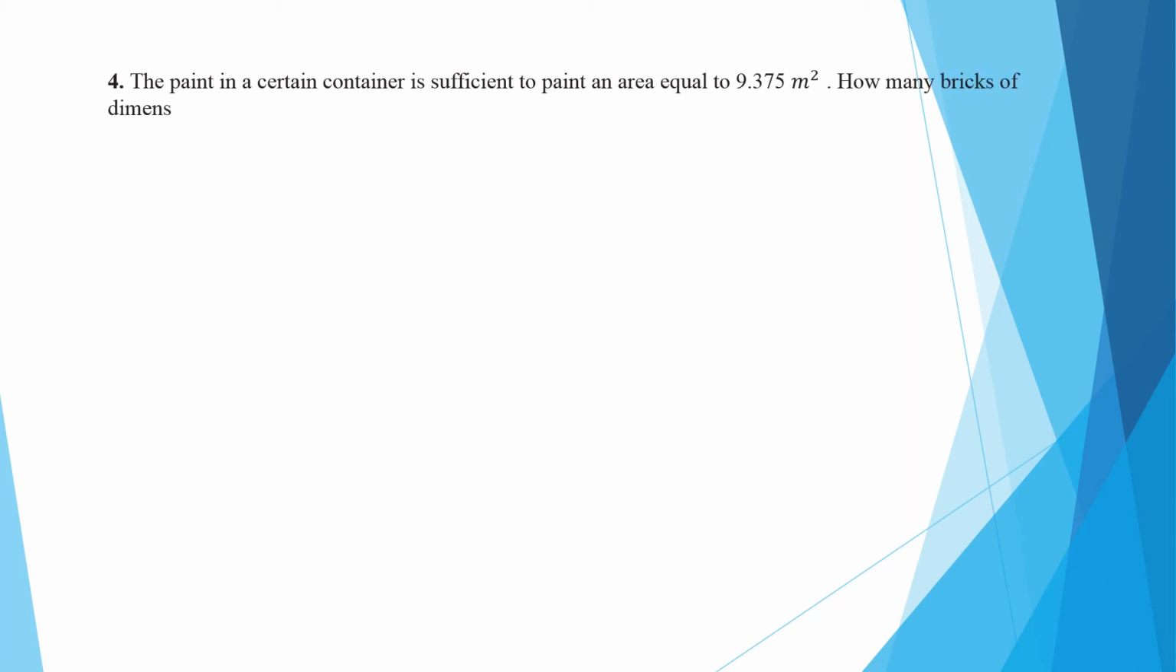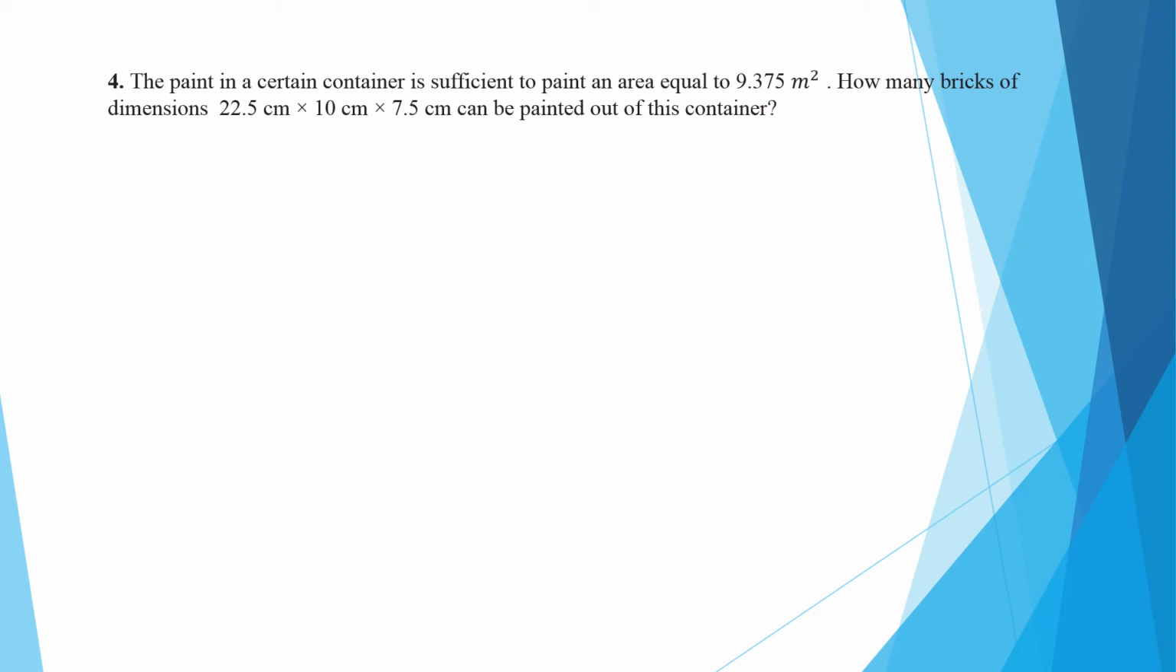Now you can see the next question that I have taken, question number 4. In this question it is said that the paint in a certain container is sufficient to paint an area which is equal to 9.375 meter square. How many bricks of dimensions 22.5 centimeter into 10 centimeter into 7.5 centimeter can be painted out of this container? Means we have to find the number of bricks here.